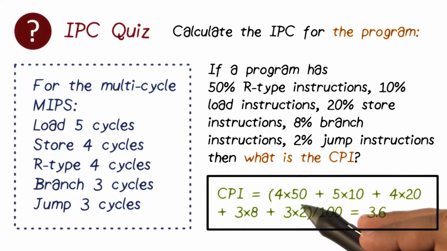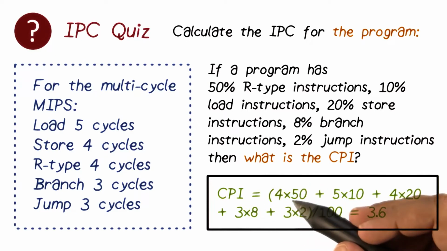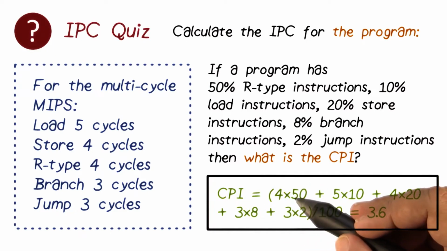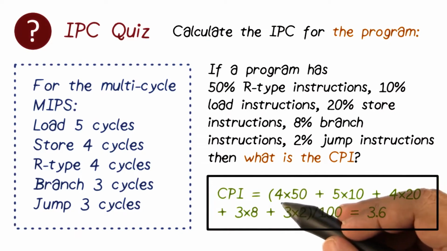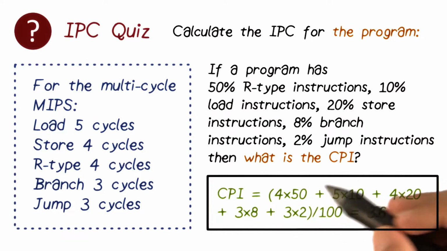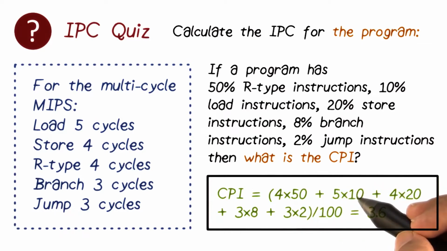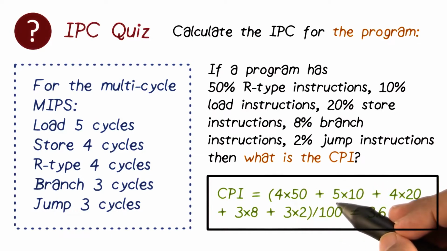And the answer to that particular question can be found in terms of the cycles it takes per instruction as follows. So the cycles per instruction is calculated as follows. Here we have 50% of the instructions as R type, each taking 4 cycles. So that is why 50 times 4 gives us the total number of cycles which are needed for R type instructions. Similarly, 10% of the instructions are load instructions and they take 5 cycles.